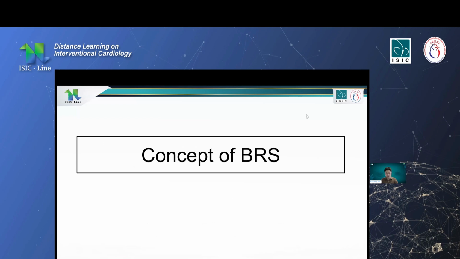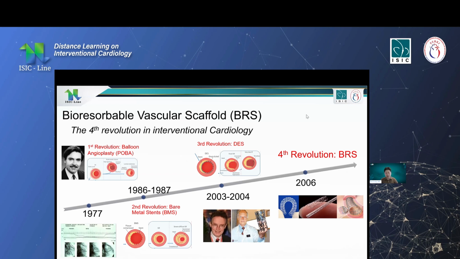First of all, let's take a look back at the concept of BRS. Bioresorbable scaffolds, BRS, represent the latest revolution in interventional cardiology. As you know, the first revolution, balloon angioplasty, was associated with a high restenosis rate due to inelastic recoil and negative remodeling. And as the second revolution, bare metal stents increased the mechanical performance with stent struts and decreased inelastic recoil and negative remodeling, therefore decreasing the rate of restenosis compared to angioplasty.